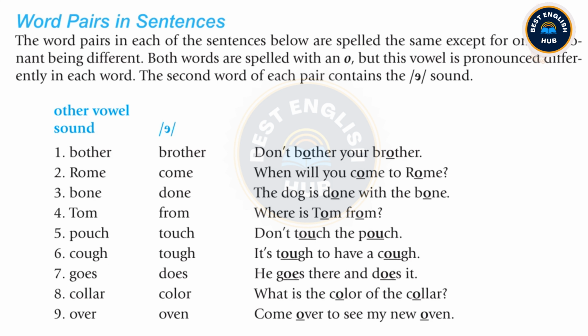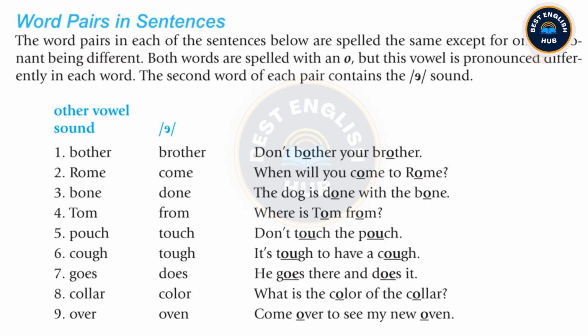Word pairs in sentences. The following pairs of words are spelled the same except for one consonant being different. Both words are spelled with an O, but the O's are pronounced differently. The second word of the pair is the uh sound.